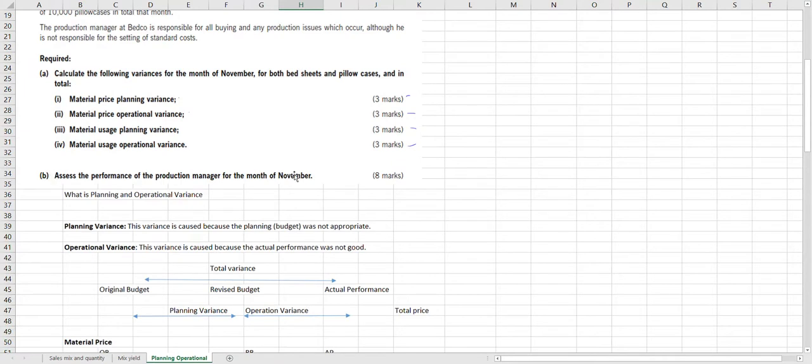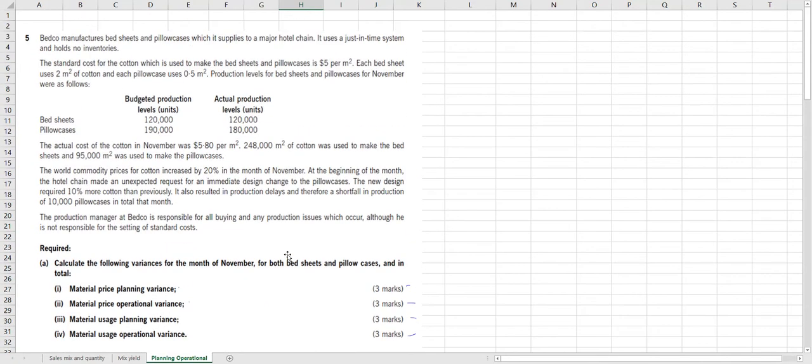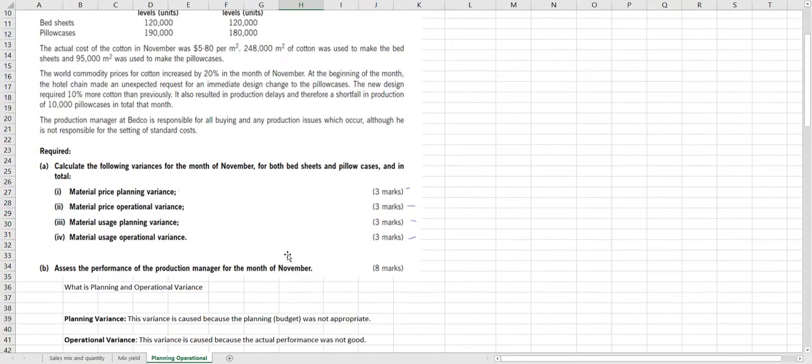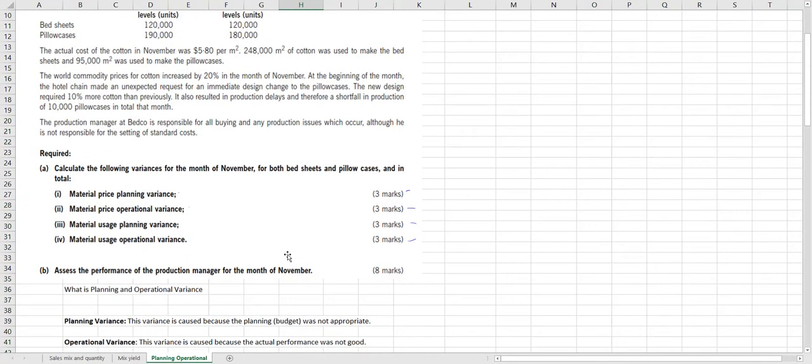And next one, they said assess the performance of production manager for the month of November. We have to see what the production manager is responsible for. So usually it would be relating to production. He would not be responsible for buying and stuff, yeah? But look at the scenario specifically to see what his responsibilities are. Otherwise, you have to assume, you have to know what a certain manager usually does.